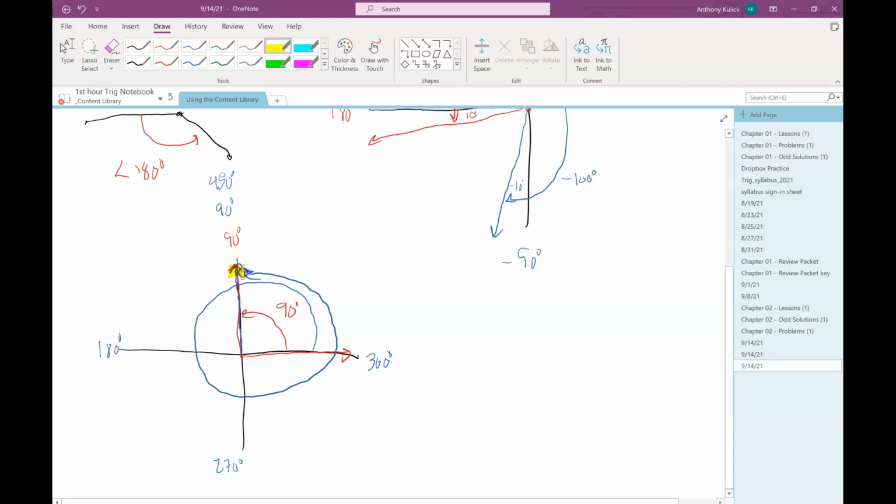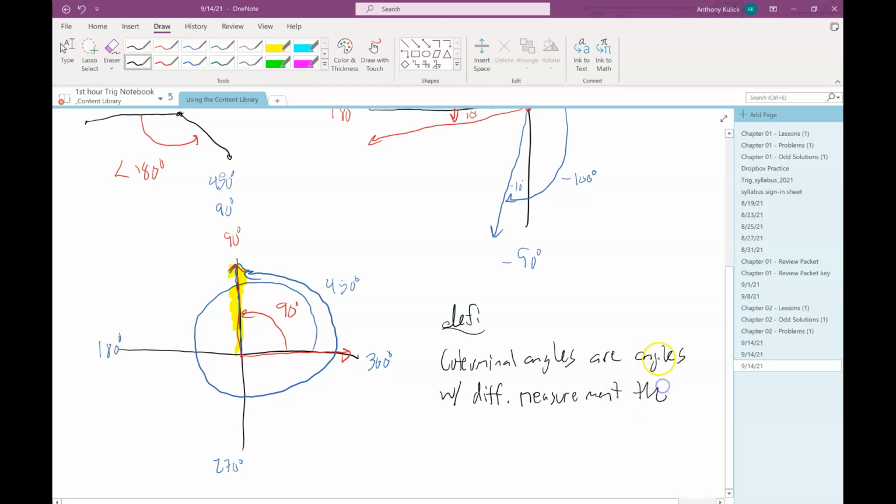Notice when we look at these two angles, both 90 degrees and 450 degrees, the terminal side of their angle is in the exact same location. We call these two angles coterminal. And that becomes a definition. We say that coterminal angles are angles with different measurements but the same terminal side.